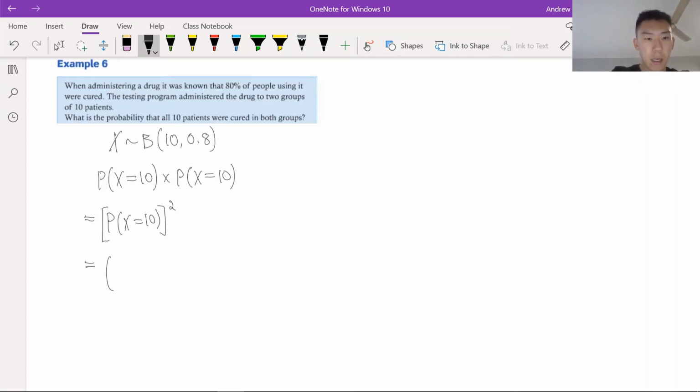So this is nCr, so 10C10. We have p to the power of r, so 0.8 to the power of 10, and q to the power of n minus r, or the number of failures, which is going to be 0. Alright, and then we're going to square that. So we can actually just do this in one go if we want to.